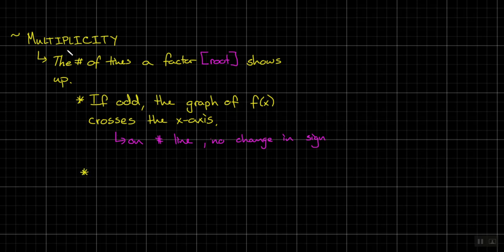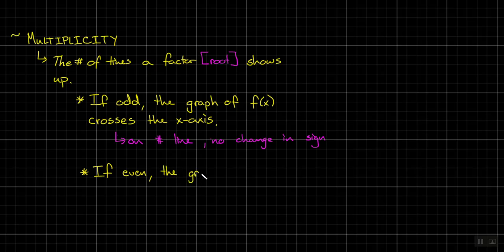If my multiplicity, which is just the number of times that something, the root or the factor, shows up, if it's odd, it crosses the x-axis, and there's no change on the number line. What if it's even? So there is a change for sure, but what's the opposite? And it's a weird statement, but what's the opposite of crossing? What's the language we used?